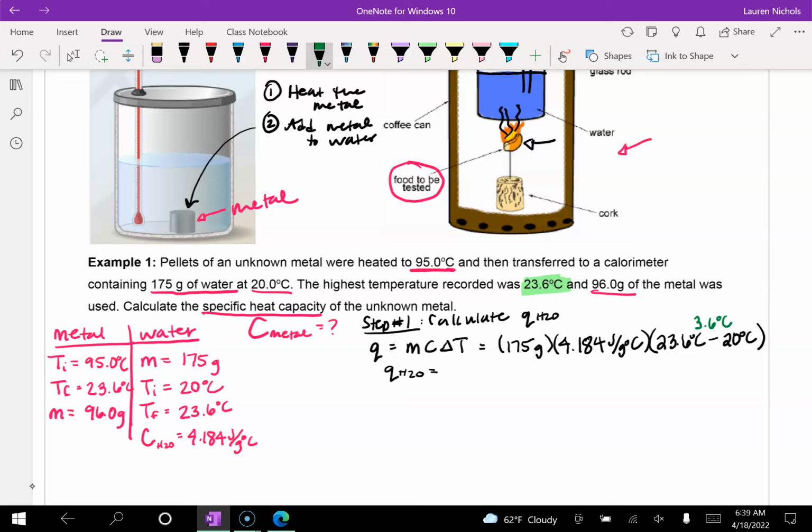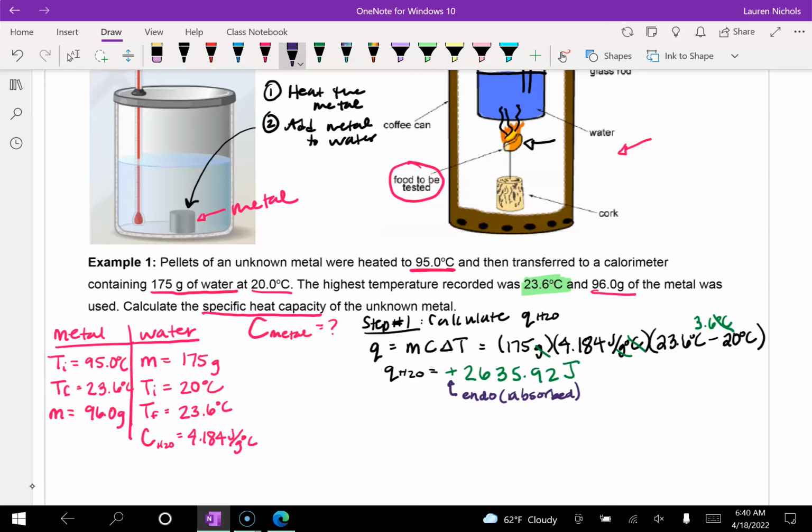So 175 times 4.184 times 3.6 is a positive 2,635.92, and my unit, degrees Celsius cancels out with degrees Celsius, grams with grams, so all I have left is joules. Now, it is important that we note that this is positive, because that means it was endothermic and it was absorbed, right? And so why did the water heat up? The water heated up because we put this really hot metal inside of it.